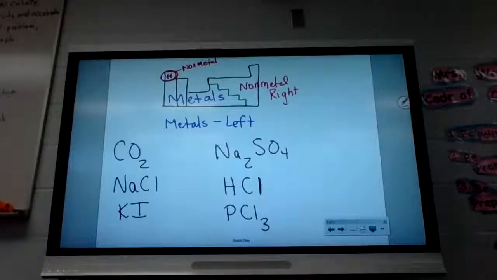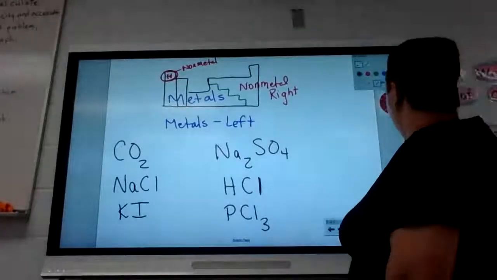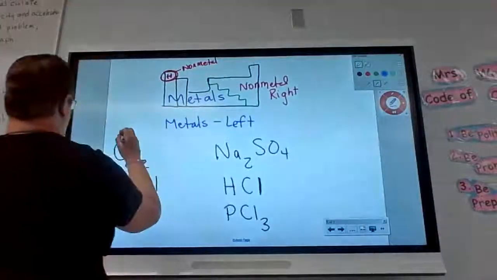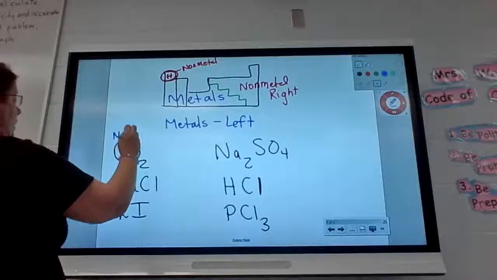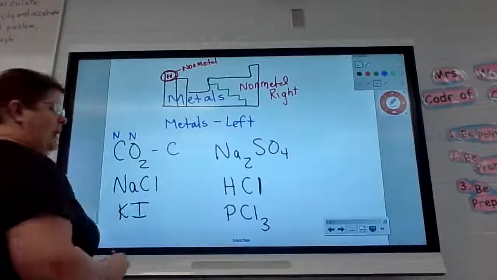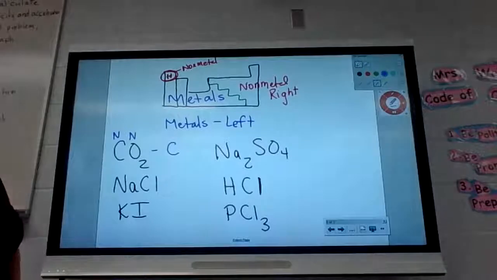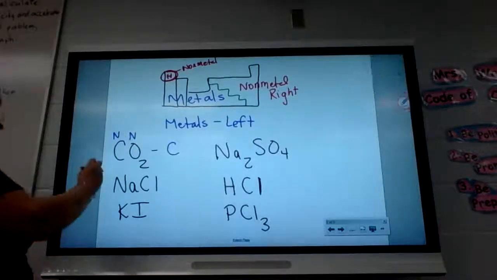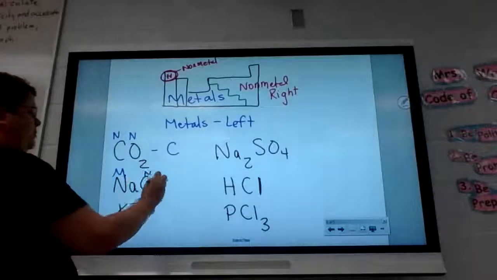All right, so CO2. What did you put? Covalent is correct. All right. So when you look this up, C is a non-metal. O is a non-metal, so it's covalent. NaCl, what'd you put, Raylina? Yep. This is a metal. This is a non-metal, so it's ionic.